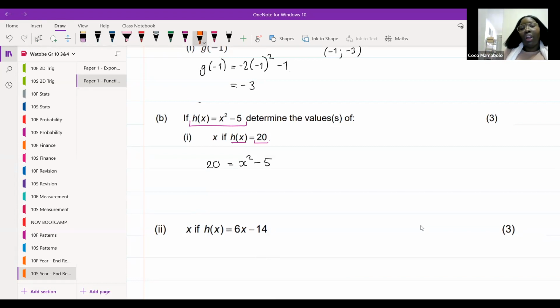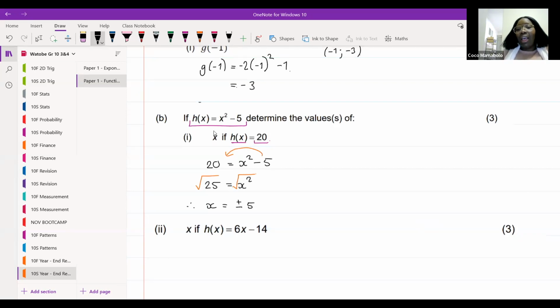Well done, Neil. I'm going to take my -5 over to the other side. I'm going to end up with 25 is equal to x squared. Now, I know if I want to get rid of a squared, I'm going to take the square root. So I'm going to take the square root of both sides. And therefore, my x must be equal to plus or minus 5.